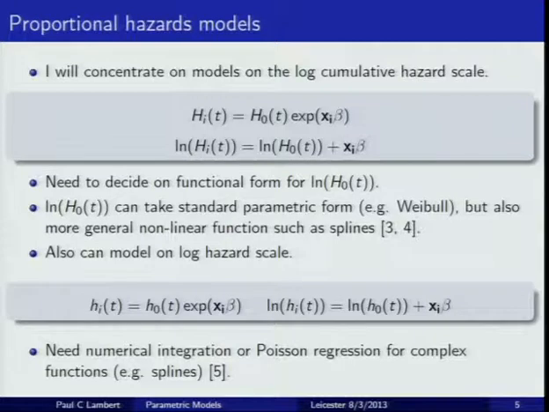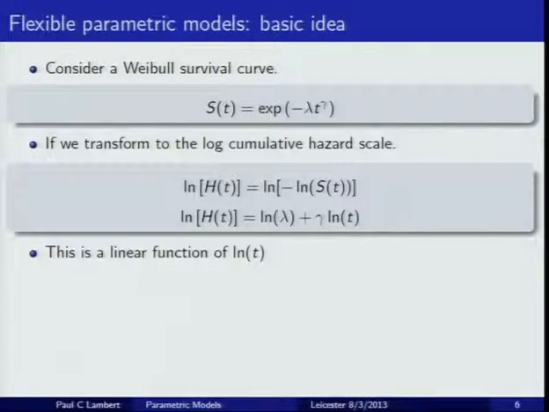If you want to use these more complex functions on the hazard scale, then you tend to either have to use numerical integration, or more normally, you can fit these into Poisson regression by expanding your data set. But then we do run into some problems sometimes with some of these very large data sets. So I'll talk about the flexible parametric models, the basic idea.